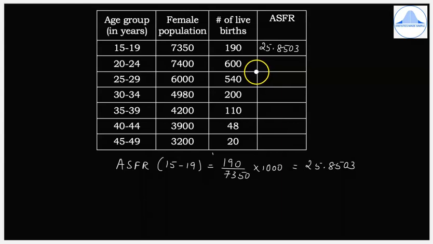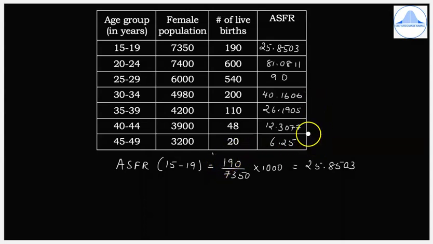So calculating in a similar way for all the age groups by using the formula number of live births divided by female population into 1000, we get the remaining ASFR values as 81.0811. The next one is 90. Then we have 40.1606. Then 26.1905. Then 12.3077. And we get for the last age group 6.25.